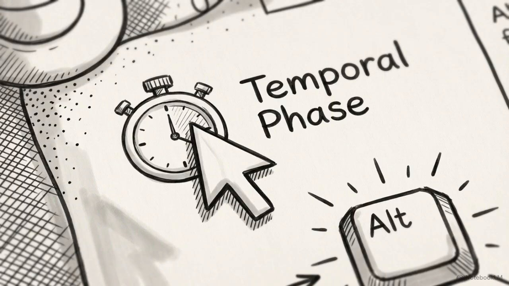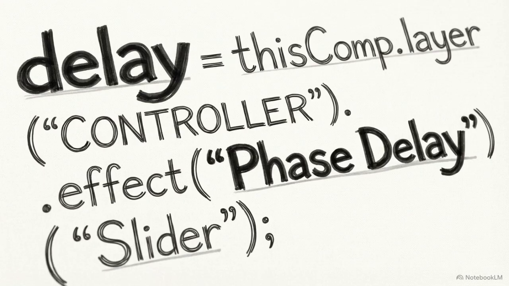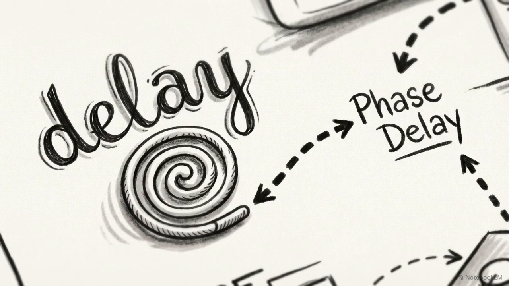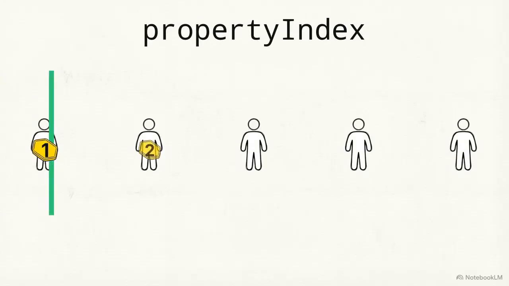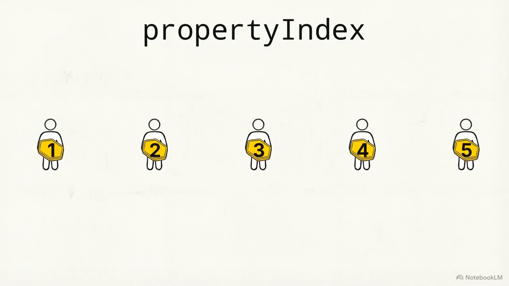Let's wire the brain to the engine. Open your Wiggle Transform properties and Alt-click the stopwatch for temporal phase. This layout breaks down the expression code we are going to write. The first concept is defining a variable called delay, which you create simply by pick-whipping your phase delay slider. The second concept is using a command called property index. This tells the computer to read those numbered name tags we made earlier, determining each shape's rank.